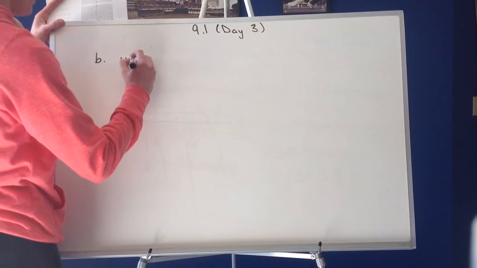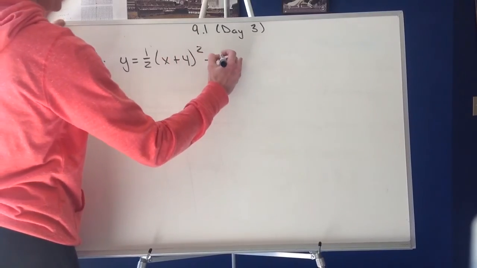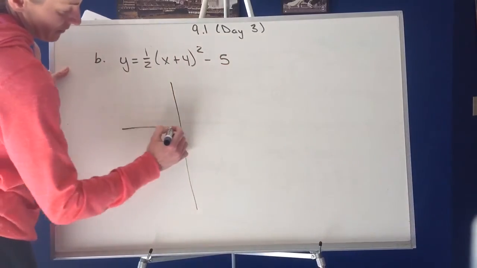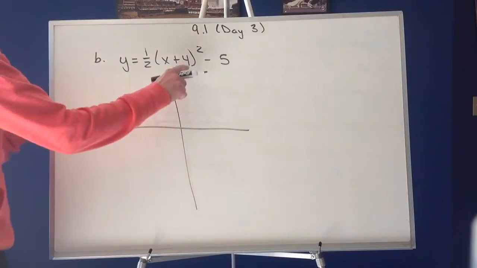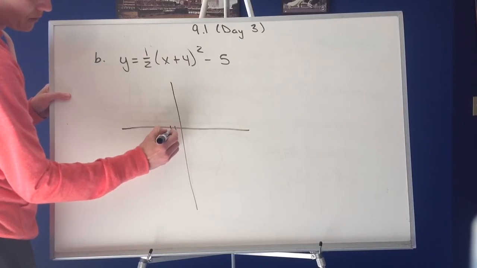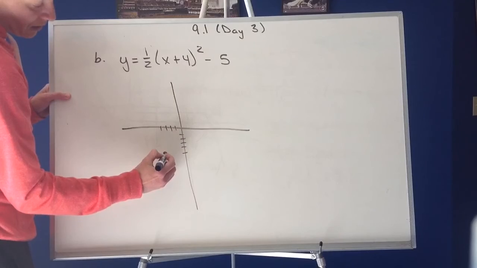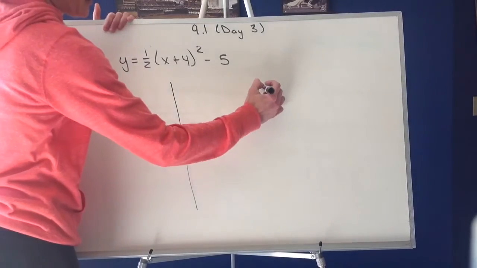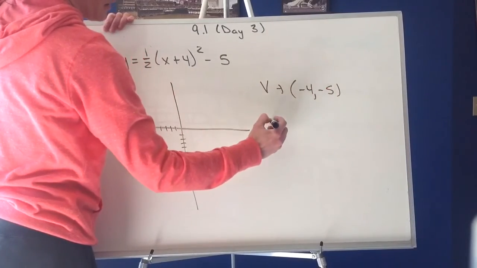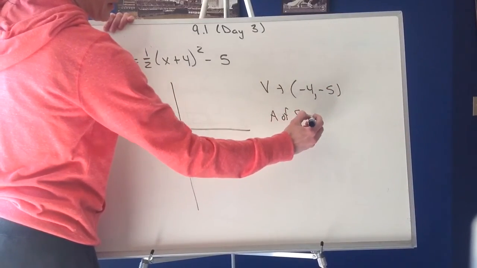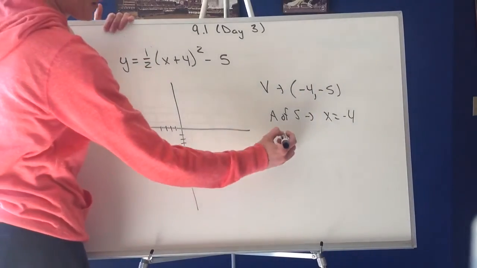So for this one, y = 1/2(x + 4)^2 - 5. Again, always do the vertex first. In this case, it's telling me to go left 4 and down 5. So that means that my vertex will be at (-4, -5). That means my axis of symmetry has to be x = -4. Again, it always matches up with the x.